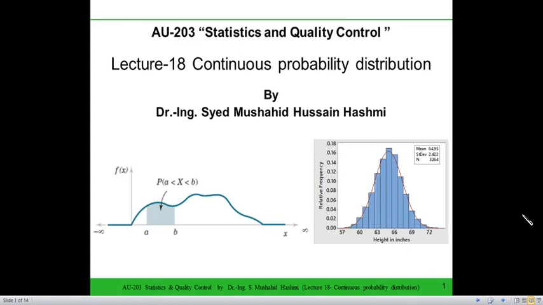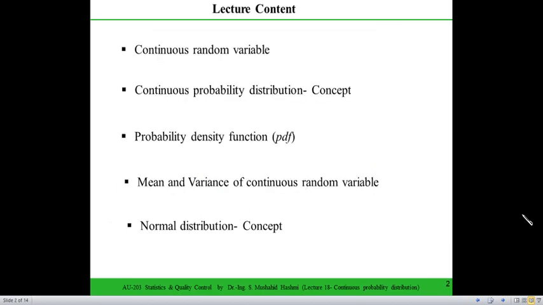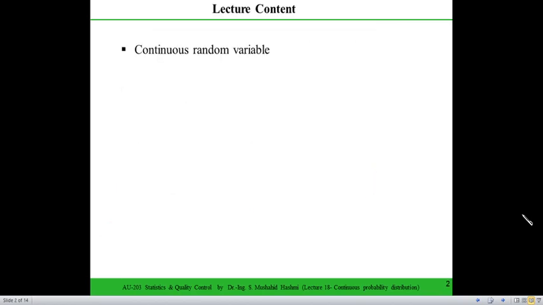Okay, this is lecture number 18 of the course AU 203 Statistics and Quality Control. So far we have talked about discrete probability distributions like binomial distribution, Poisson distribution, and a generic case we have seen for a discrete distribution. Now we are going into the concept of continuous probability distribution.